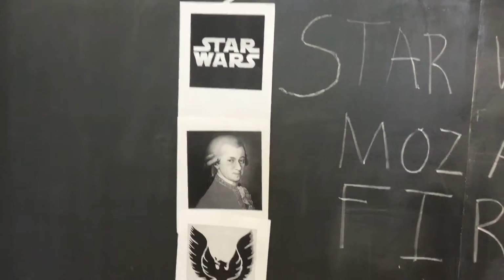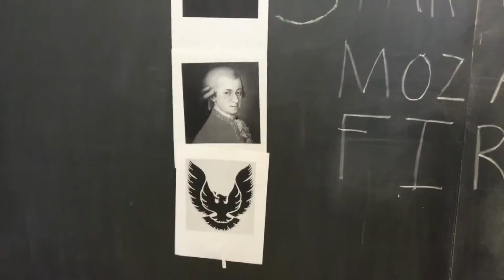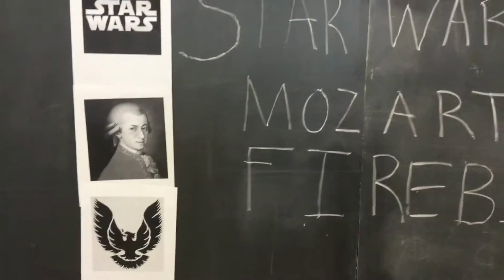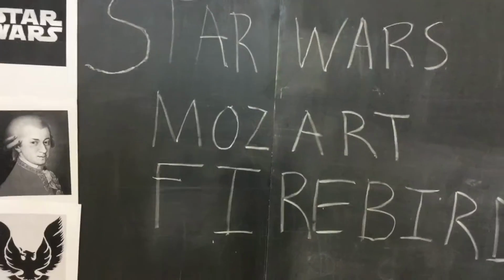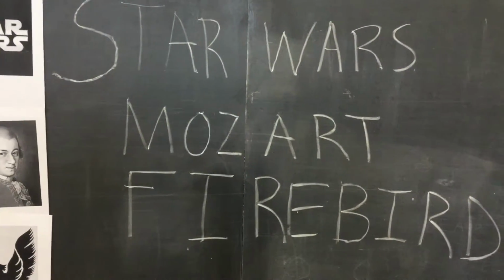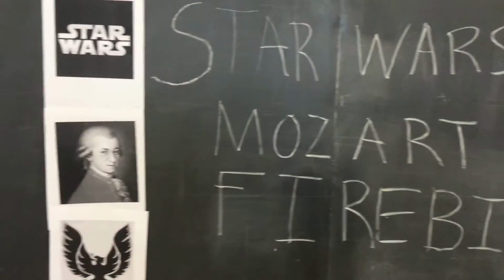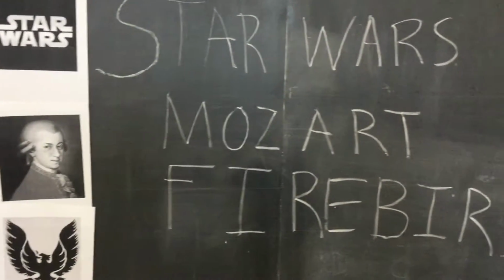We have a Star Wars picture, a picture of Mozart, and a picture of Firebird. These would be hung on the chalkboard next to the written schedule, and they would be to complement the oral directions that I would give at the beginning of rehearsal.